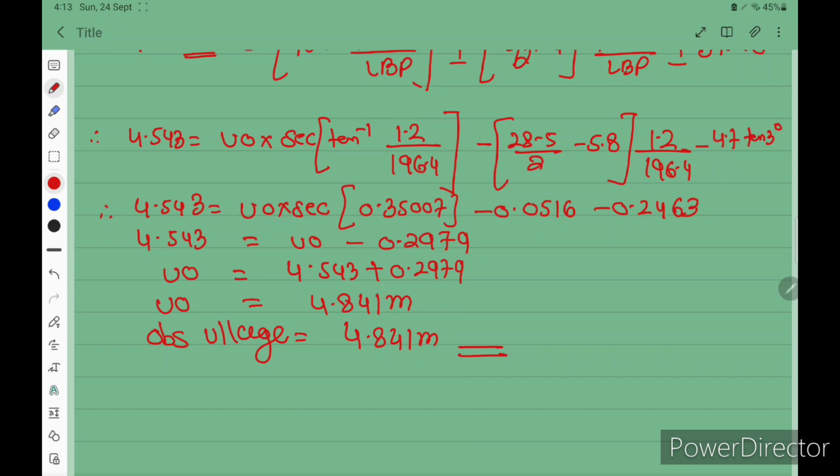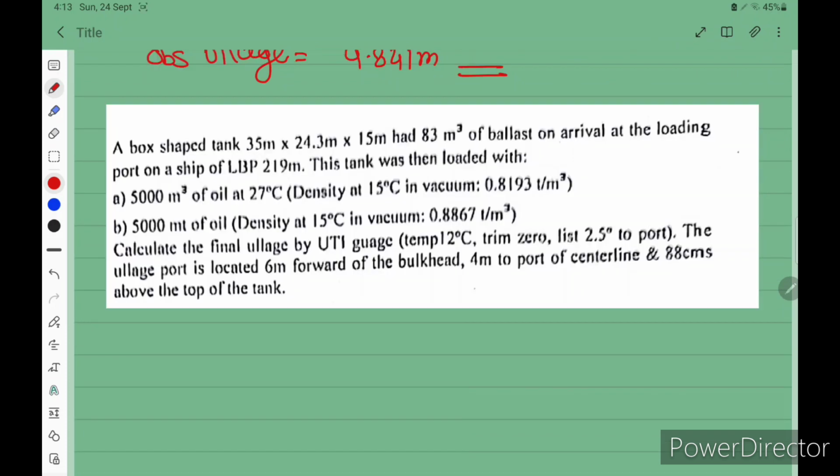Now a similar question I will solve one more so that you will understand. Okay, the second question is a box shaped tank 35 meter, 24.3 and 50 meter. So this is length, breadth and height, had 83 meter of ballast. Okay, this is first. On arrival at the loading port on ship LBP is 219. This tank was then loaded with the first cargo and second cargo, similar type of numerical. Extra here at 83 meter of ballast.